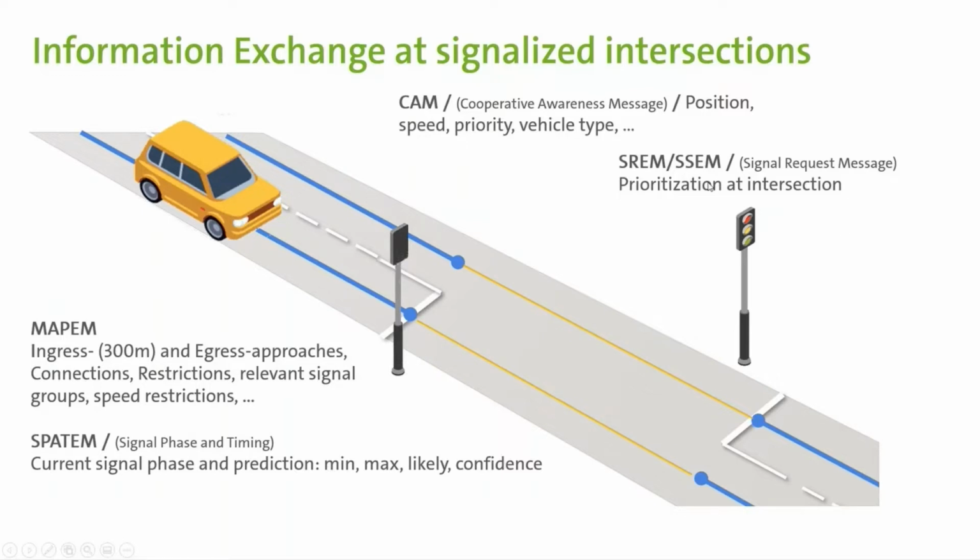So the intersection control will get that message and give an answer, and this answer is included here. It's the signal status message, where the intersection can answer that request directly to the car. So the car knows exactly, oh, I will be prioritized at that intersection in the next second. So these are the most important messages in that field.